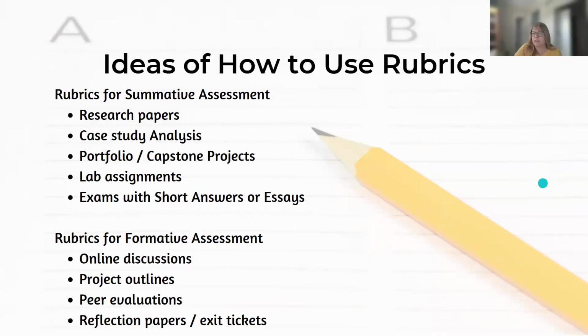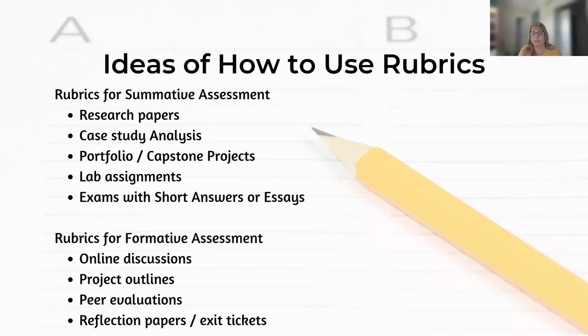And then there are some ideas of how to use rubrics. You can use them for summative assessments and for formative assessments as well. I think a lot of us are used to using them for summative assessments, but it's also very useful as far as formative assessments, engaging the progress of student learning, how your students are learning, and maybe what their strengths and weaknesses are also.